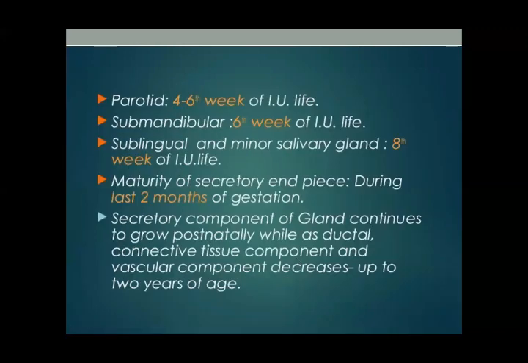Parotid gland forms at the 6th week of intrauterine life, submandibular at the 6th week of intrauterine life, sublingual and minor salivary glands at the 8th week of intrauterine life. The majority of secretory end pieces form during the last 2 months of gestation. The secretory component of the gland continues to grow postnatally, while the ductal, connective tissue and vascular components decrease up to 2 years of age.